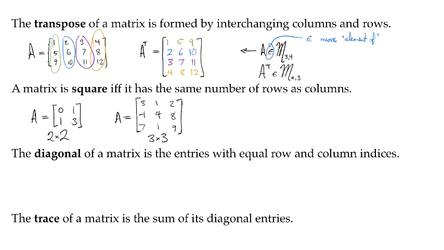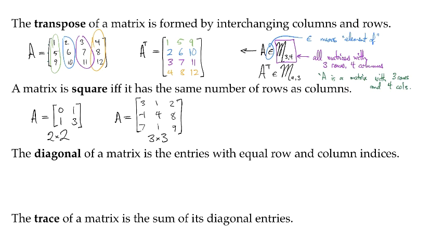So script M is the collection of all matrices. So this is the set of all matrices with 3 rows and 4 columns. And this little expression is just saying A is a matrix with 3 rows and 4 columns. Maybe I'll write that down. A is a matrix with 3 rows and 4 columns. Okay.